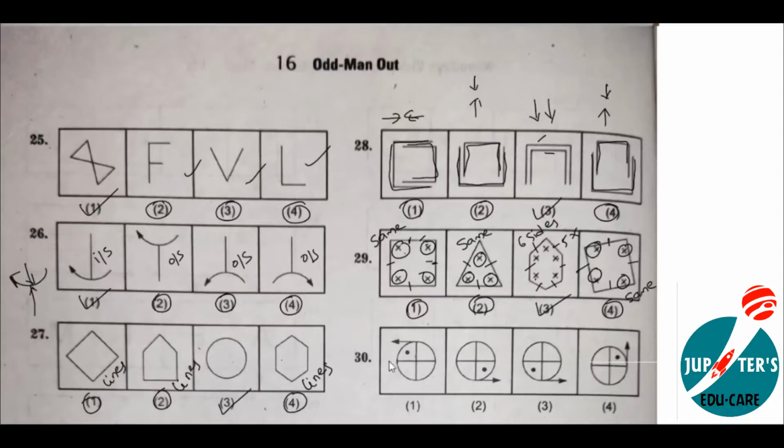Next, question number 30. See, observe carefully, students. In first option we have this small dot in this part, and this arrow is pointing in this same direction. Okay. Next, in option 2 we have this small dot in this part, and this pointer is showing in this same direction. Next, in option 4 we have the small dot in this area, and this pointer is showing in the same direction. But in case of option 3 we have this small dot in this part, but this arrow is showing in other direction.